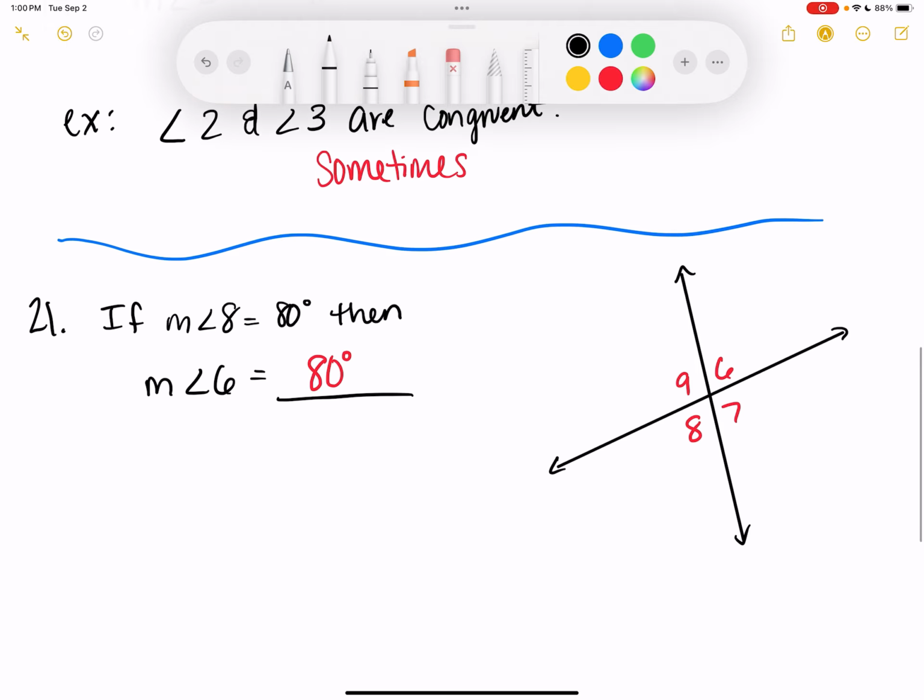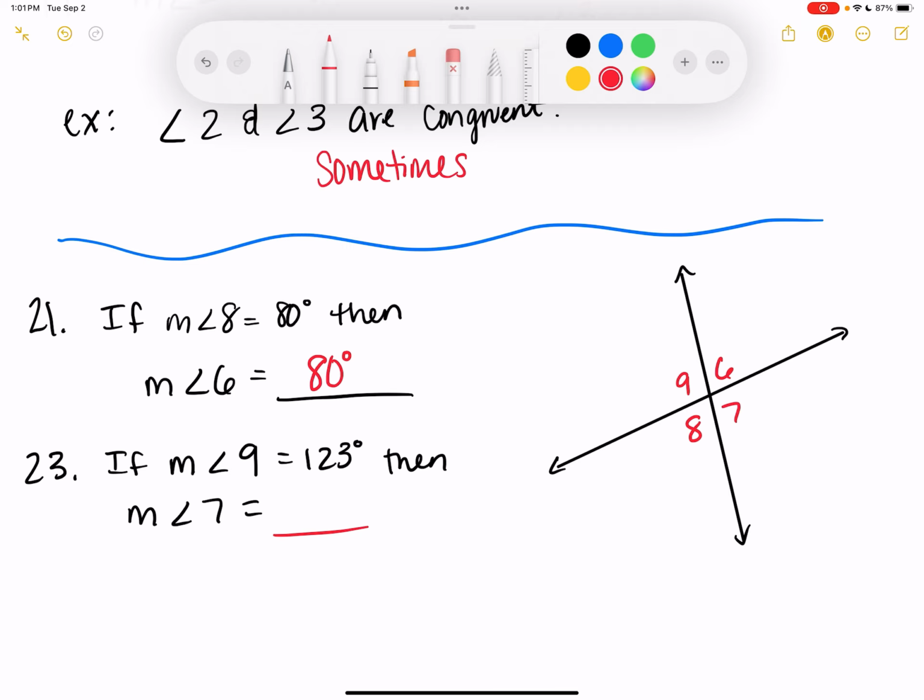23. If the measure of angle 9 is equal to 123 degrees, then the measure of angle 7 is equal to what? 123. Yep, so 123. Forgot to put my little line there.